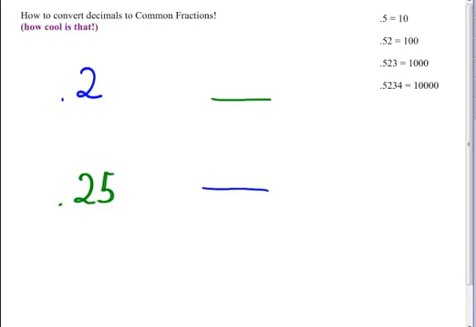Let's review how to convert decimals to common fractions. When you're converting a decimal, you take the number after the decimal and it becomes the new numerator of our fraction. The second step is to create a denominator. The denominator always starts with the number 1 followed by zeros.